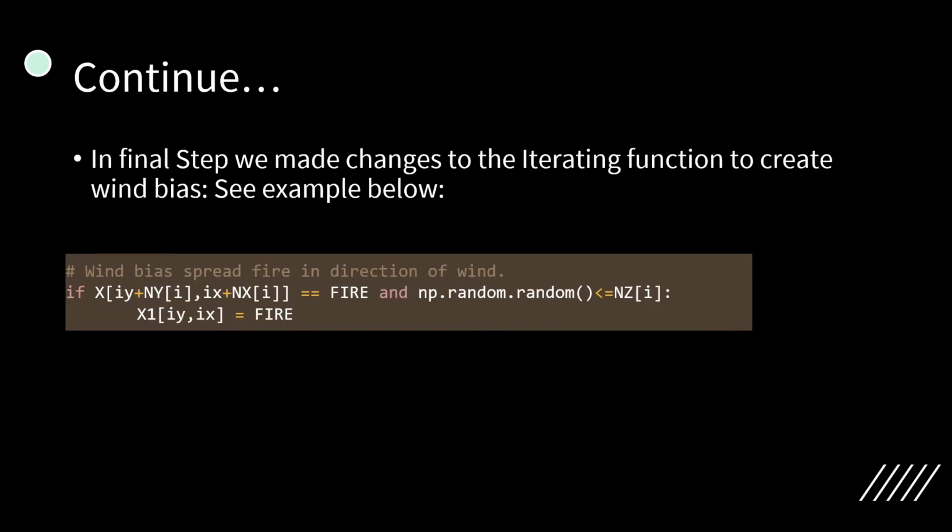In this final step, we had to modify the iterate function to check all neighboring cells. If a neighbor is on fire and a randomly generated number is less than the neighbor's NZ value, either 0.1 or 1, the cell catches fire. Since the random number is a float greater than 0 and less than 1, when NZ is equal to 1, the random number will always be smaller and the cell will burn. Similarly, 0.1 is below most random numbers generated. So this biases fire spread with the wind direction.